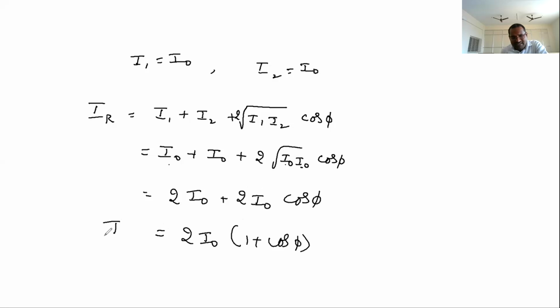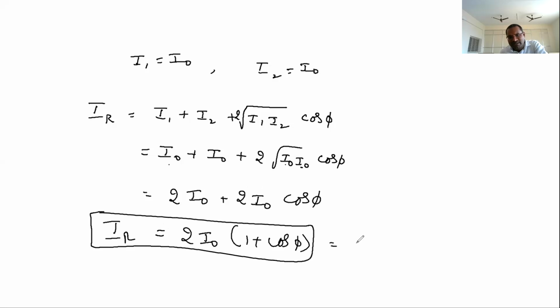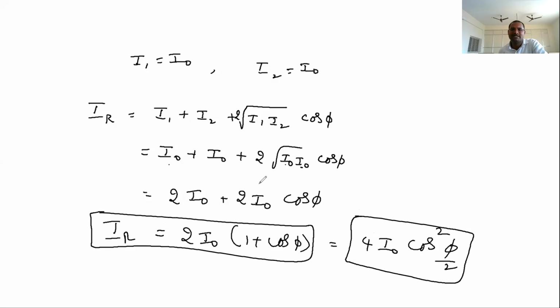So resultant intensity we can write like this, or else we can write it as 4 I0 cos square phi by 2. This is also we can write. Remember both results. I have already explained this point. Clear? So let us go to that question.